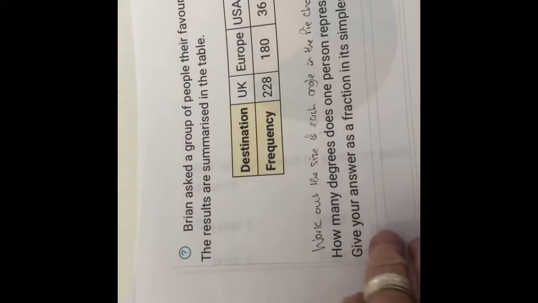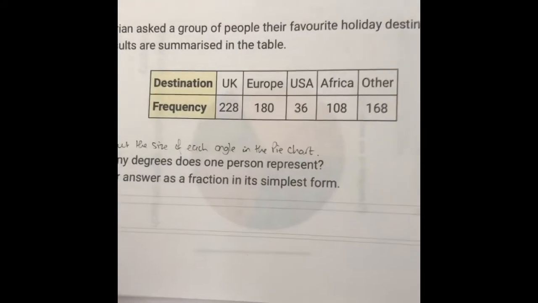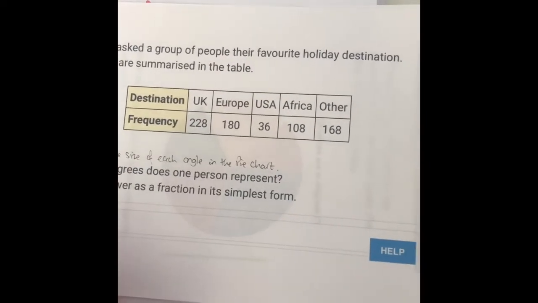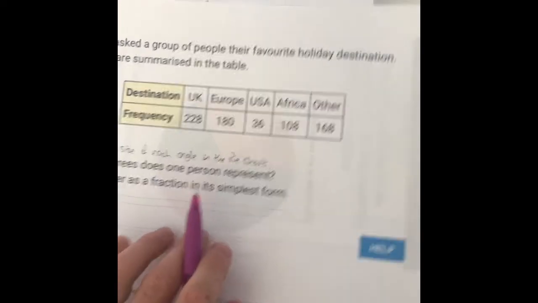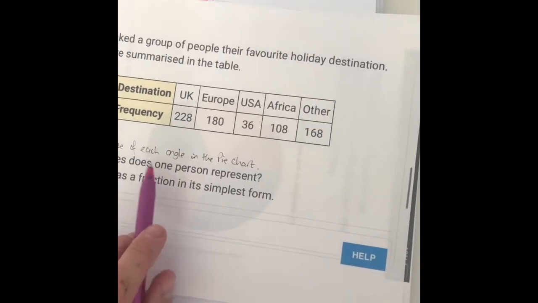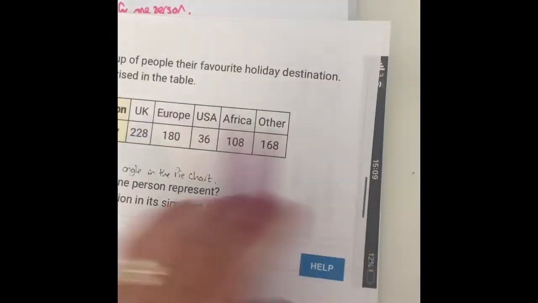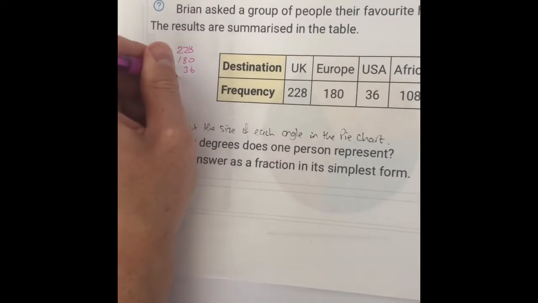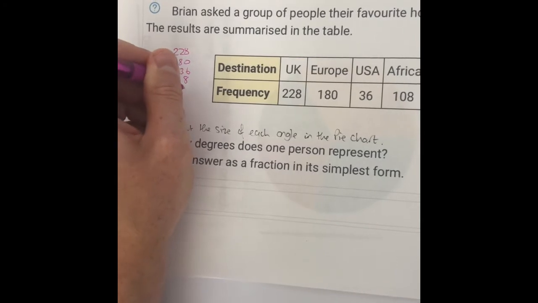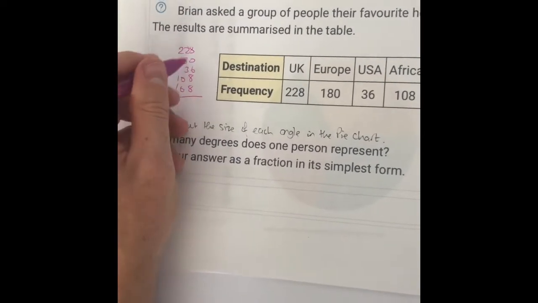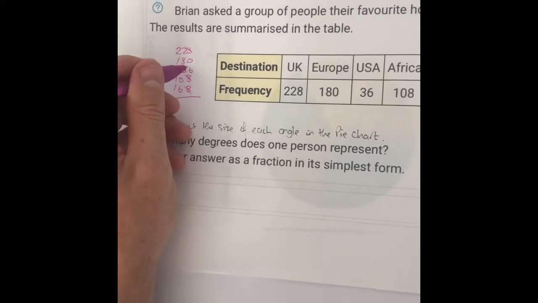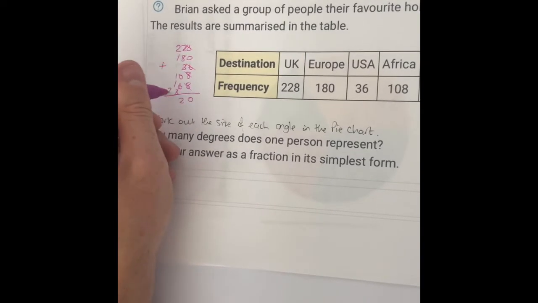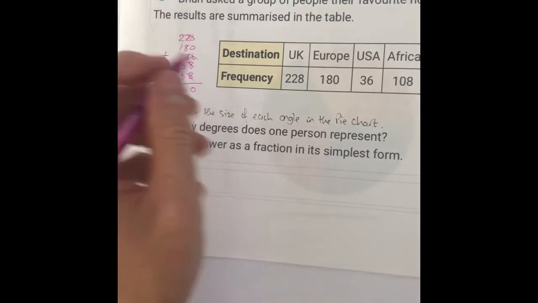Second example. Brian asked a group of people for their favourite holiday destination. The results are summarised. Work out the size of each angle in the pie chart. And how many degrees does one person represent? So first of all, you don't know how many this totals up to. So we've got to add these up. Right, so total 720.